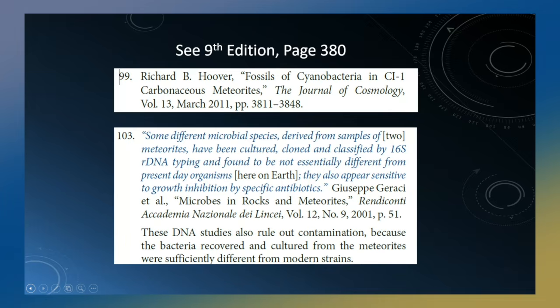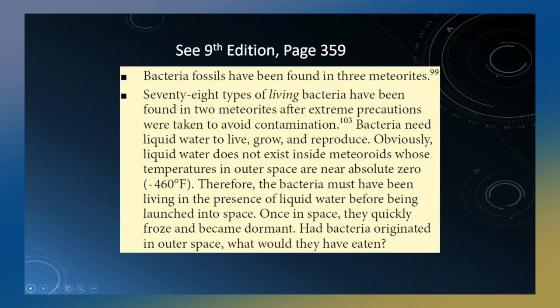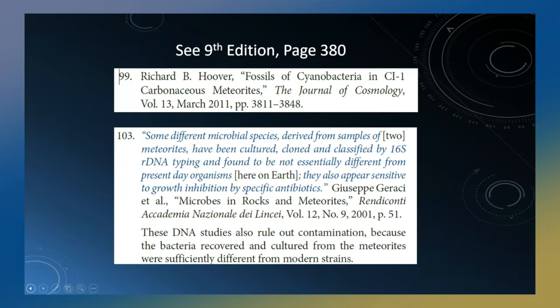In March 2011, Richard Hoover wrote an article that, hey, we found bacteria fossils in 3 meteorites. EndNote 103, where extreme precautions were taken. They found 78 types of living bacteria. Some different microbial species derived from samples of meteorites have been cultured, cloned, and classified by 16S rDNA typing, and found to be not essentially different from present-day organisms here on Earth. They also appear sensitive to growth inhibition by specific antibiotics.